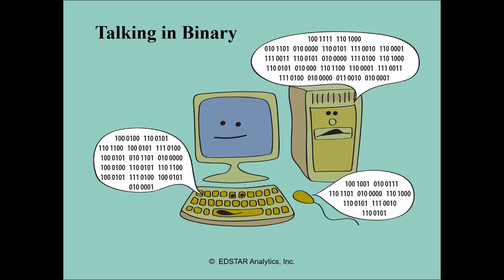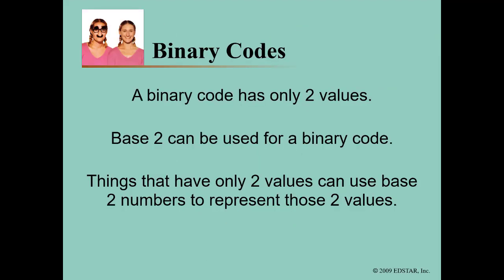Now that we know about base 2, we can look at how computers talk. Base 2 can be used as a binary code. Binary means there can only be two states. Things that have only two values can use base 2 numbers to represent those two values. And we know that any base 10 number can be converted to a base 2 number.